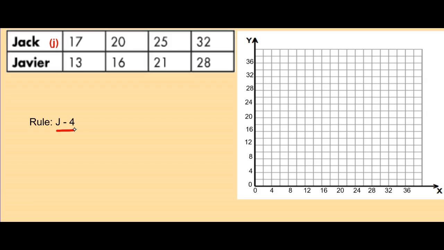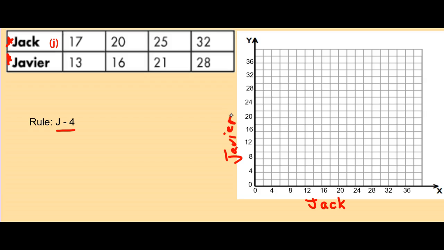Now, we're going to switch from having this pattern table and the rule into what this looks like as a graphing situation. So we have two values: Jack and Javier. On our graph, one of those values has to be on the x-axis and the other one has to be on the y-axis. Just to make it simple, for our pattern tables, whatever's on the top, we're going to put on the x-axis, and whatever's on the bottom, we're going to put on the y-axis. Down here at the bottom, we're going to put our label. Our label is Jack for the x-axis, and our label for the y-axis is Javier.